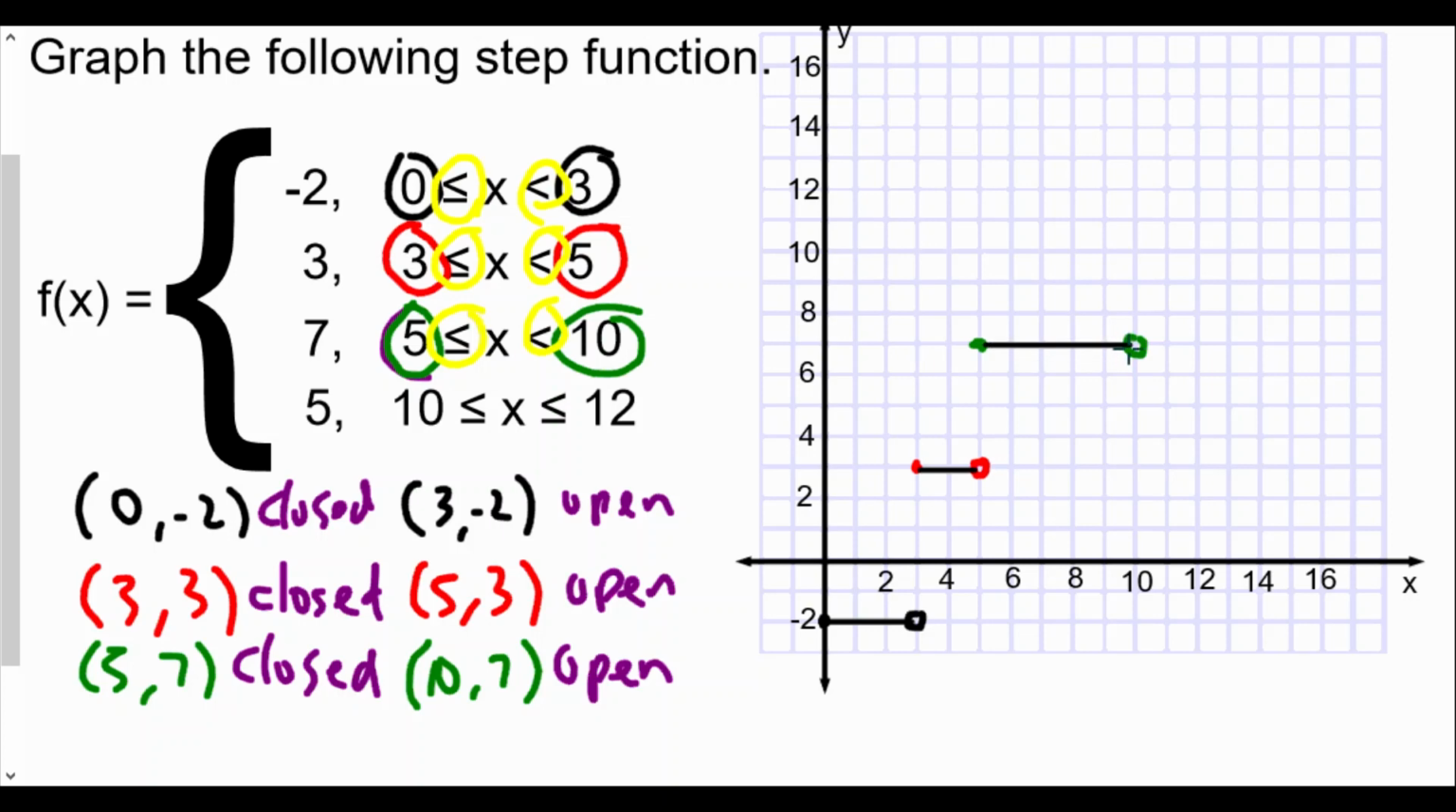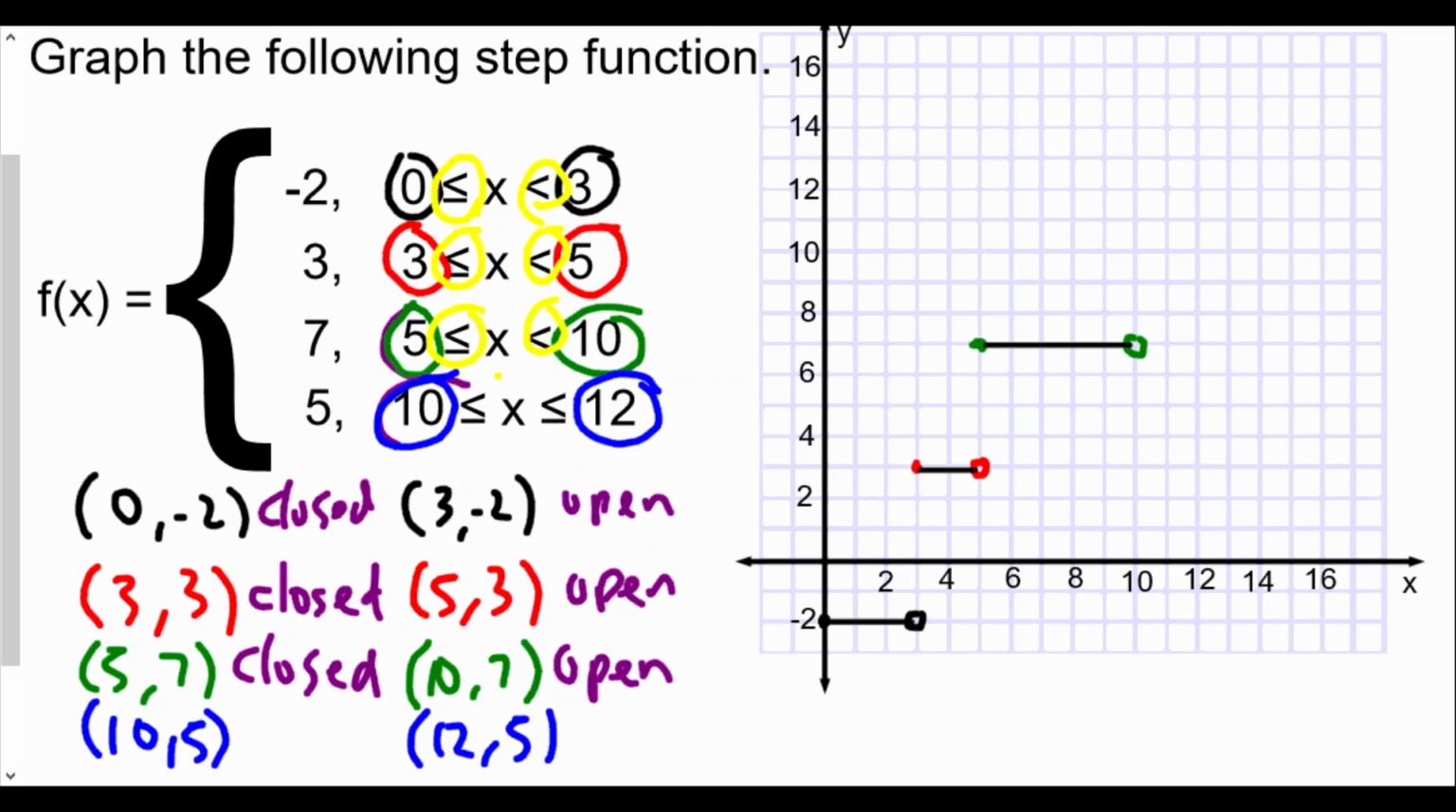Okay, and now almost done with the step function. All we got to do now is graph our last part here. And our last part has the x value of 10. So we now have 10, and the matching y value is 5. And the last endpoint here is going to be x equals 12. Again, the y value is 5.